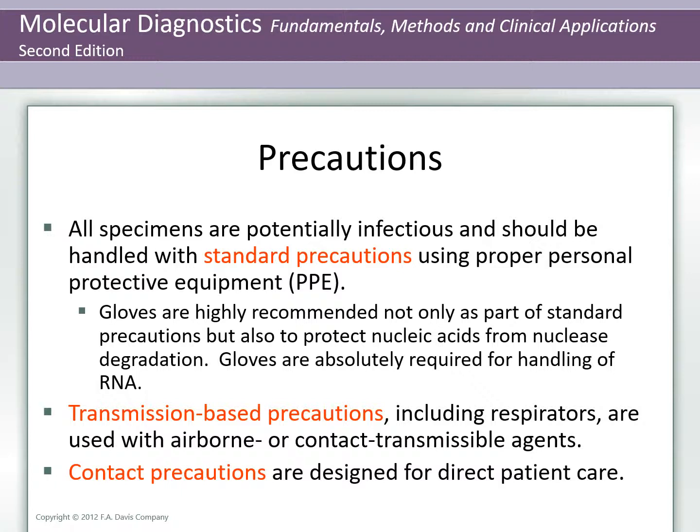Gloves are highly recommended and most of the time required, not only as part of standard precautions, but in regards to molecular testing, they're required to protect nucleic acids from nuclease degradation. Gloves are absolutely required for handling of RNA, as we saw in previous chapters with discussions of RNase-free equipment and reagents. Transmission-based precautions also should be considered, including respirators, when airborne or contact transmissible agents are being handled. Contact precautions are designed for direct patient care and are not necessarily applicable at all times in the laboratory.